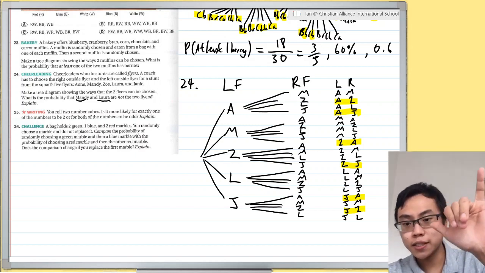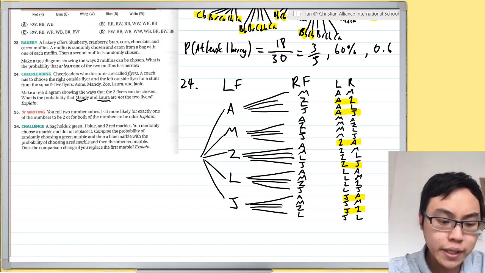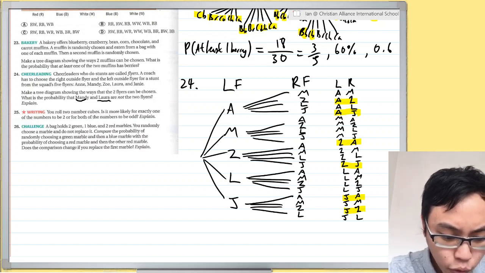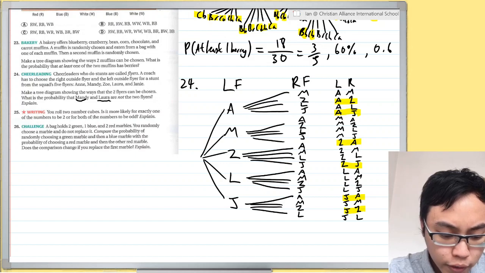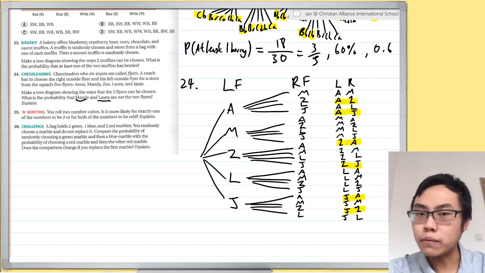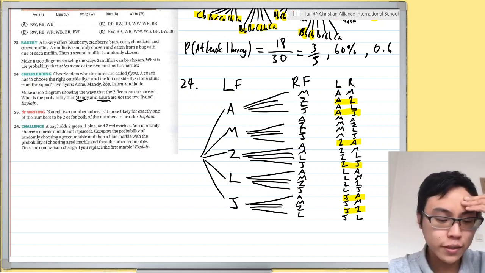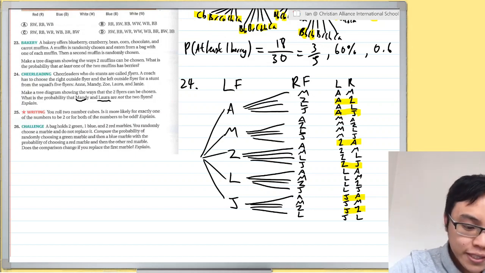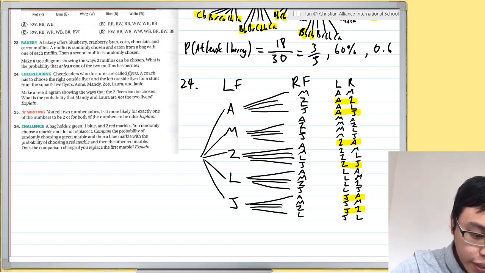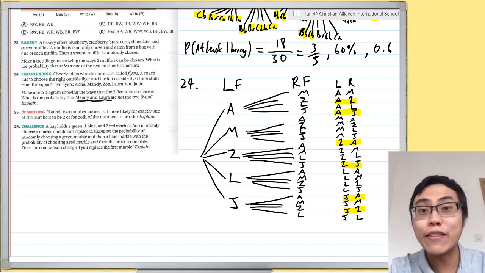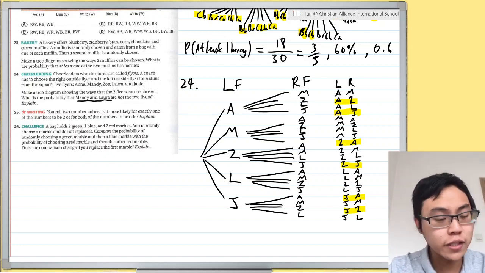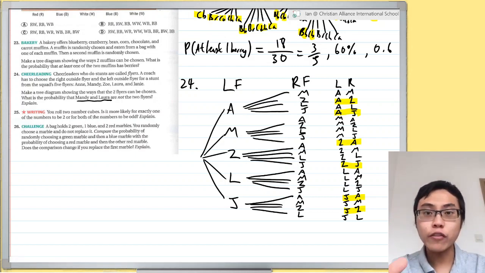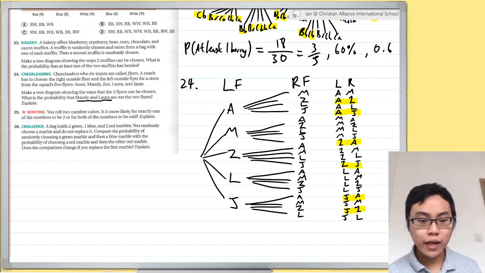There are 6 outcomes in which Mandy and Laura, what is the probability that Mandy and Laura are not the two flyers? Oh, it's Mandy and Laura, not Mandy or Laura. Sorry. I think the question made it a little bit confusing. I'm sorry. It says Mandy and Laura. Okay, the probability that Mandy and Laura together are not the two flyers. It didn't say left or right, so we're just interested in Mandy and Laura together being the flyers. And so which ones are that?